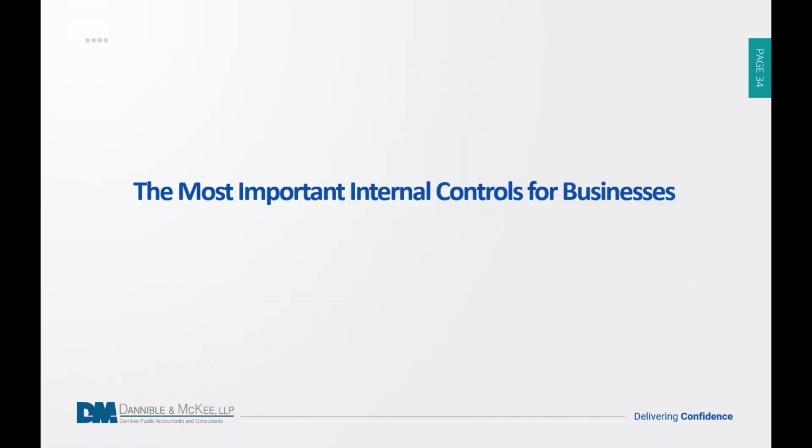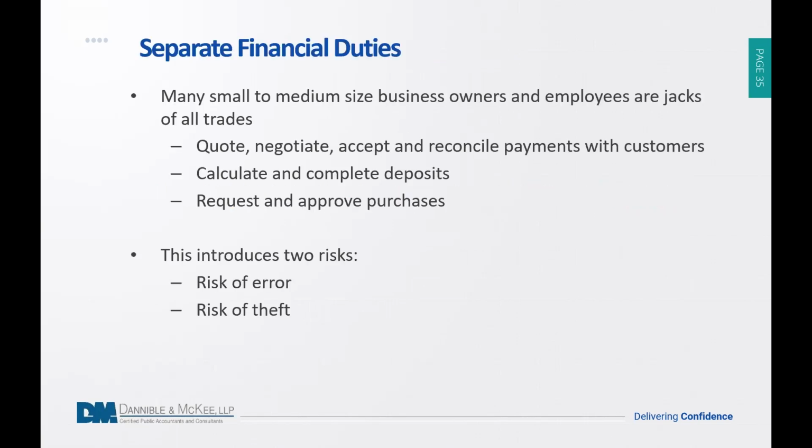So now we're going to go over some of the most important internal controls for businesses. Separate financial duties. I mentioned this before, but in a lot of small and medium-sized businesses, you have employees who are the jack of all trades. They quote, they negotiate, they're talking to customers, they're reconciling payments, approving certain sales discounts. Some of that stuff should be separated. You have people calculating and completing deposits, maybe requesting and approving their own purchases. This introduces two risks. First, the risk of error, and then also the risk of theft due to fraud.